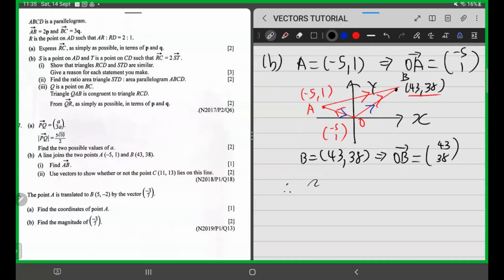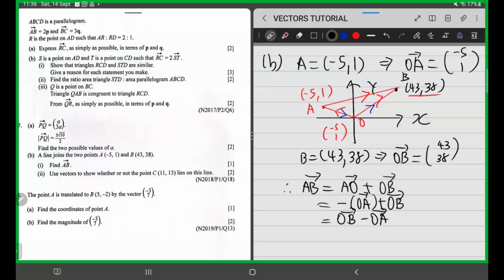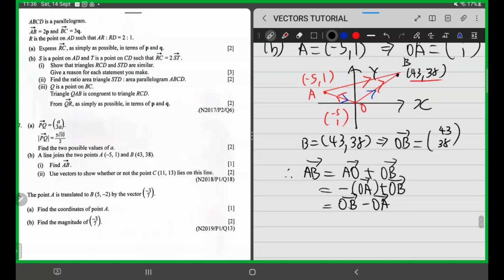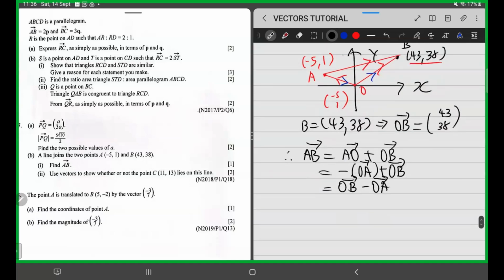Therefore, we say that AB is just walking from A to O and then O to B, which is just negative OA plus OB. And that's how you derive your subtraction of vectors. I mean, you don't have to show this. I'm just showing you this is how you derive your subtraction of vectors, because we have converted this addition of vectors to subtraction, but they all mean the same thing.